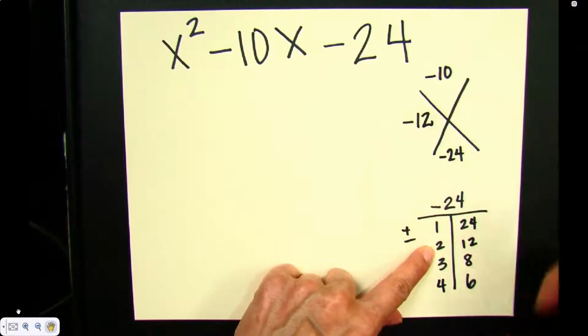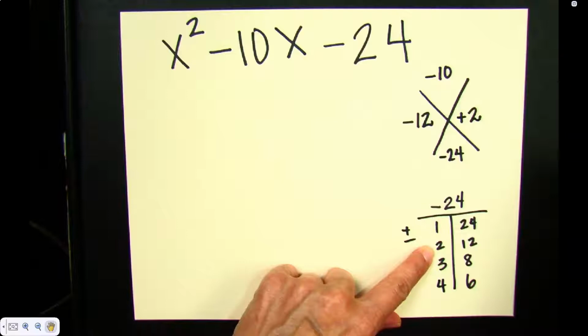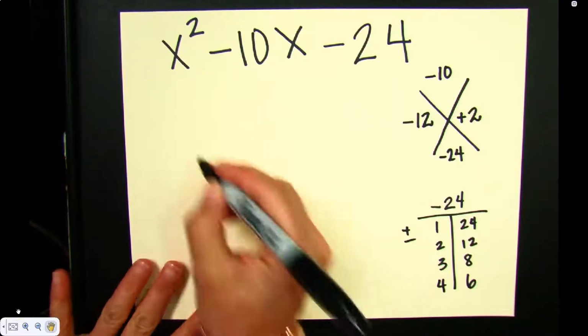So if you notice, I chose a negative 12 and a positive 2. The reason why my 12 is negative and my 2 is positive is, remember, a positive times a negative multiplies to a negative number, which is our negative 24. And remember, when we combine, 2 and a negative 12 are going to combine to a negative 10. So those are the key numbers that I need.